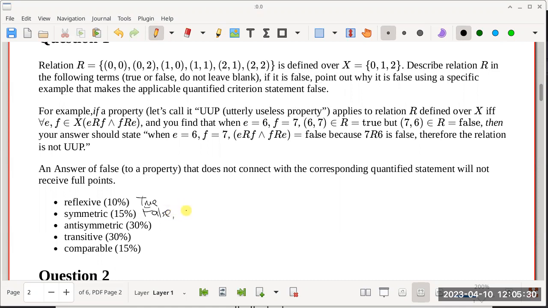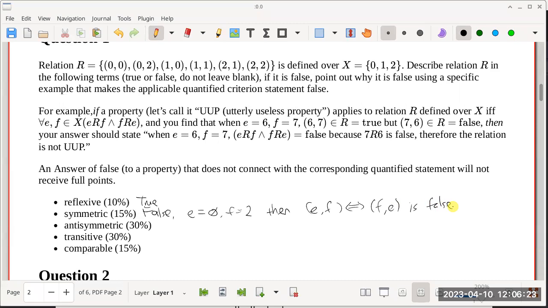So in this case, I have a few examples, so the answer doesn't even have to be unique. I can say if e is 0 and f is 2, then (e, f) if and only if (f, e) is false. Okay, because that explains exactly why it is not symmetric. If I substitute e with 0 and f with 2, then the property that needs to be true no matter which e or f I choose is now false. And in a universally quantified statement, I only need one single instance for the quantified statement to be false.